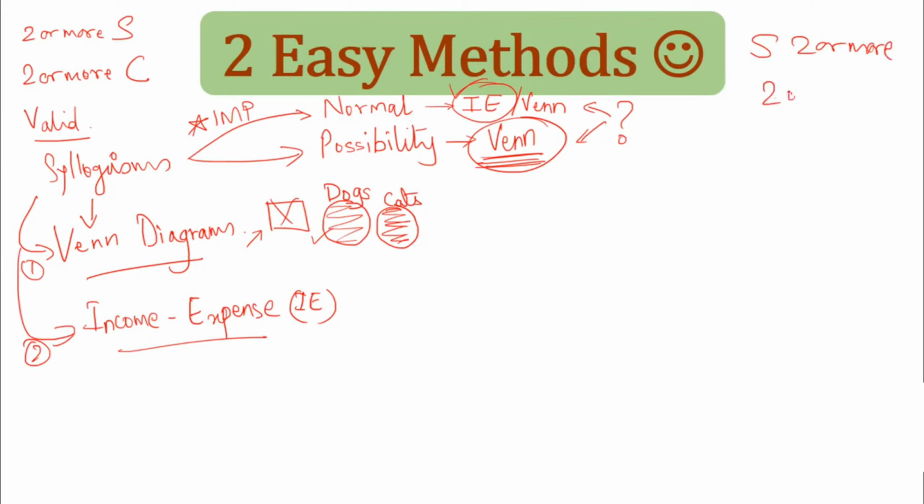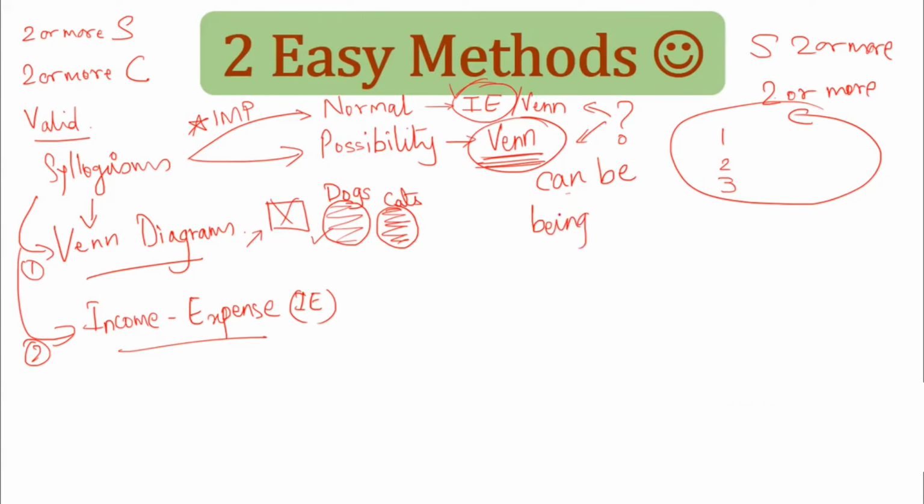And there would be two or more conclusions that we have already seen. Conclusion 1, conclusion 2, conclusion 3, like that, two or more conclusions. First, immediately see the conclusions. If in the conclusion you see words like "can be," or "being a possibility," or "being a chance," if you see these three types of words, it is a possibility sum.